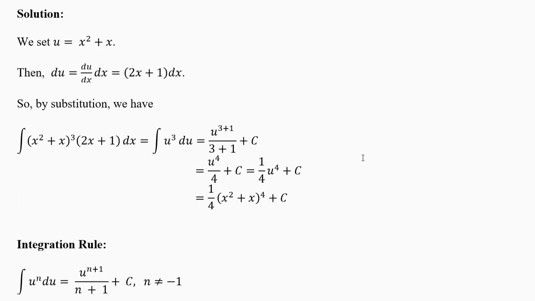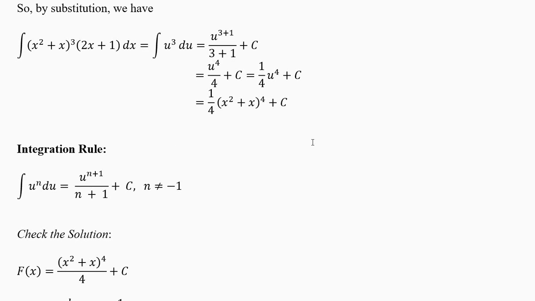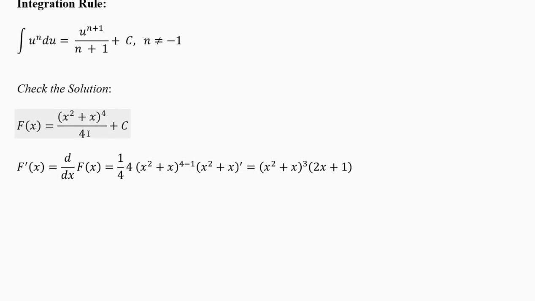Now please remember to write plus c towards the last step. And the answer is 1 over 4 (x square plus x) whole power 4 plus c. You can check the answer by differentiation as seen in this example. In this example, I will differentiate, but not again and again. You'll get this 4 will come out. You'll get 1 over 4 into bracket power 4 minus 1 into the derivative of the bracket.